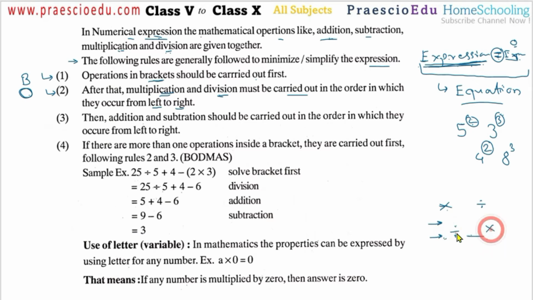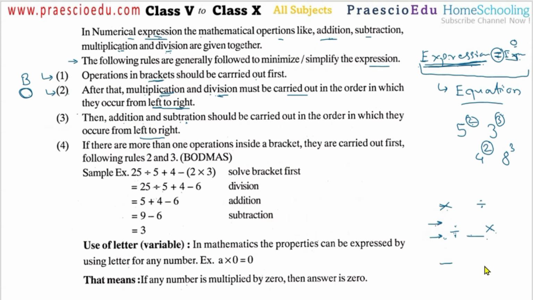So out of multiplication and division, which one will be first? The one maintained on the left side. That is the priority, left to right. Don't miss it. In the same way, addition and subtraction should be carried out after this. Once you have completed multiplication and division, then whatever additions and subtractions there are have to be carried out. But in these two also, left to right should be maintained.